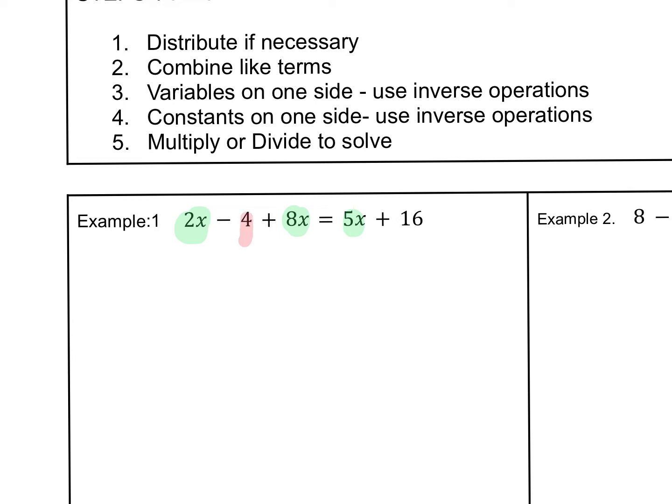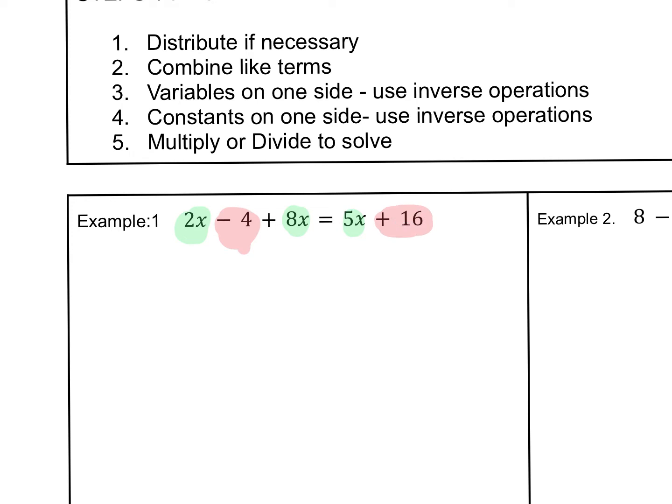Notice here we have this 4, but it's really a negative 4 because the minus sign in front of it applies only to this 4. All right. Now let's continue looking at our constants. And then over here, we just have this plus 16.